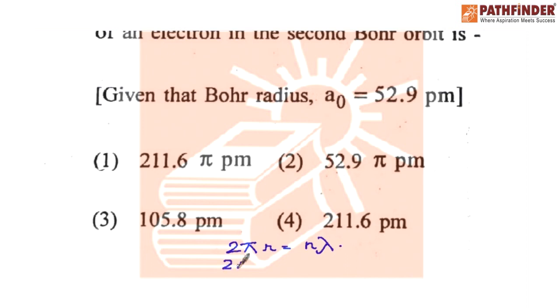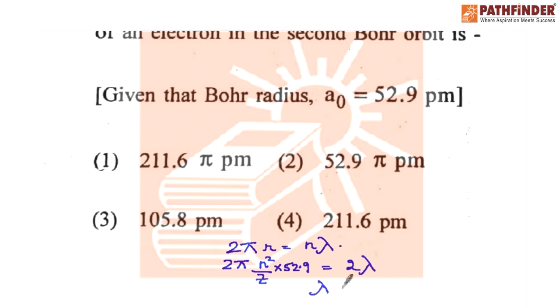Now instead of r, we have to put that formula n square by z, 52.9, which is given in picometer. Okay, now here is again n lambda. In place of n, we'll again put 2, and lambda, we have to find out ultimately.